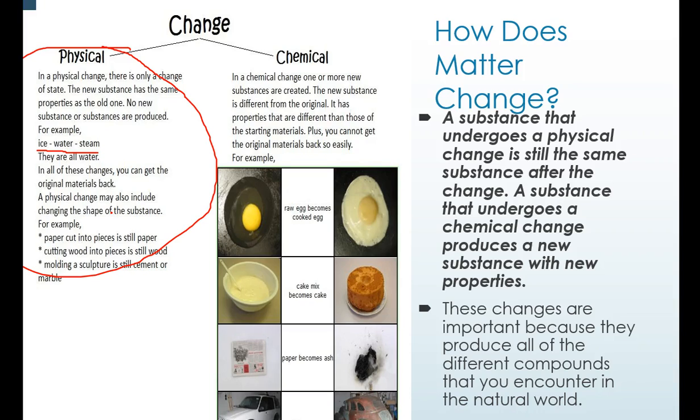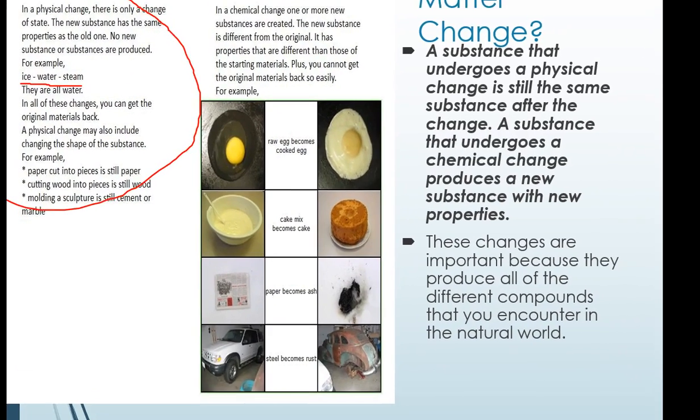Chemical changes are different. This is where one or more new substances are created. The new substance is completely different from the original. It has properties that are different from those of the starting materials. And another thing, you can't easily get those original materials back, if you can get them back at all.